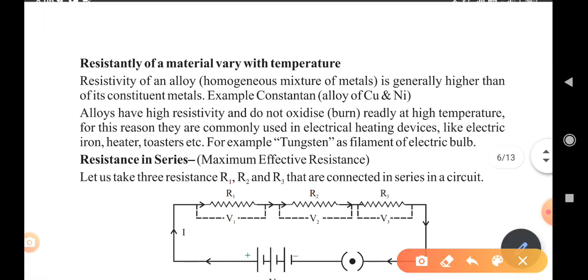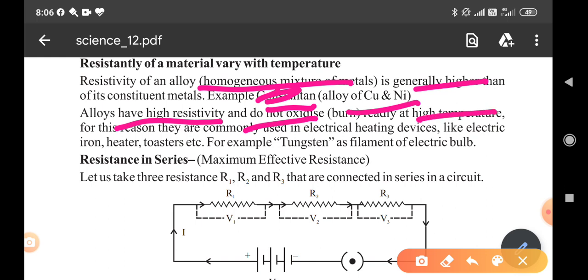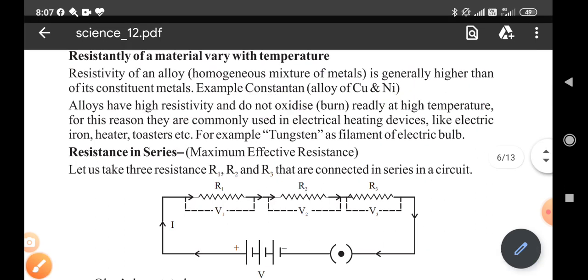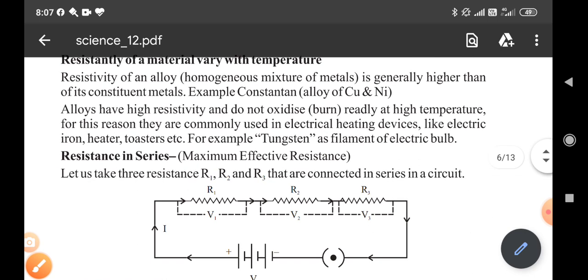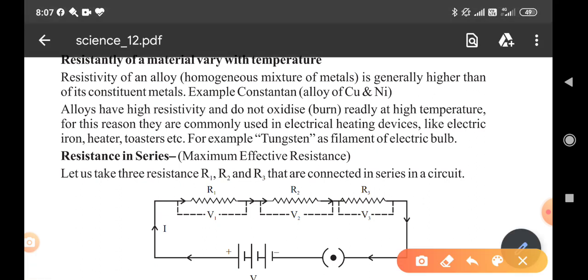Resistivity of an alloy, a homogeneous mixture of metals, is generally higher than that of its constituent metals. For example, the alloy of copper and nickel. Alloys have high resistivity and do not oxidize readily at high temperature. For this reason, they are commonly used in electrical heating devices like electric iron, heater, toaster, etc. For example, tungsten is used as the filament of an electric bulb.